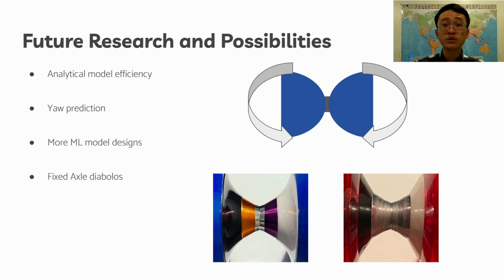Moreover, for my project, I use a triple bearing axle Diabolo, but there's also fixed axle Diabolos available, and here is a picture comparing the two axles. The blue Diabolo is a triple bearing axle, and the red Diabolo is a fixed axle. Using fixed axles can be further research for this project.